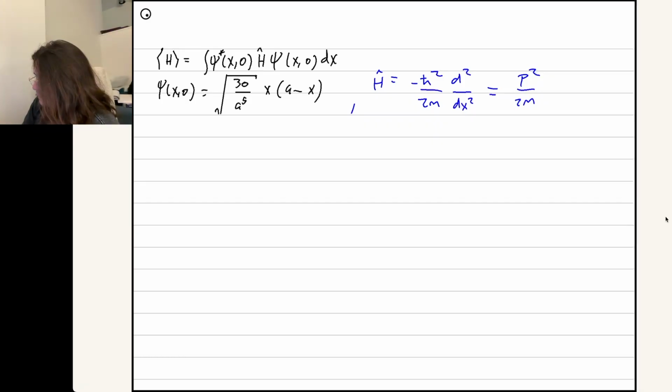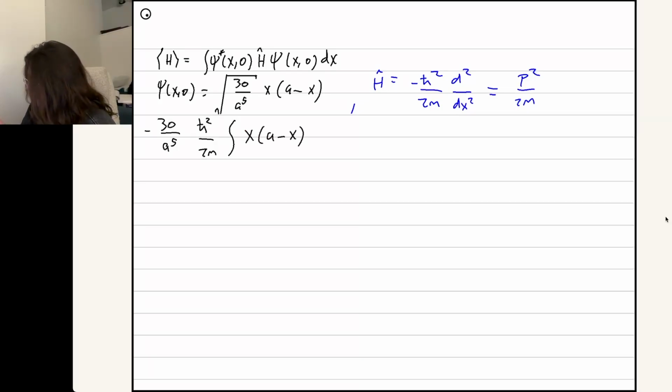I'm going to go ahead and pull out the prefactors. You're going to have a 30 over a to the fifth. You're going to have a minus h bar squared over 2m. And then in here, we're going to have the integral of x times a minus x, and then d squared dx squared of x times a minus x dx, and that's from 0 to a for the box.